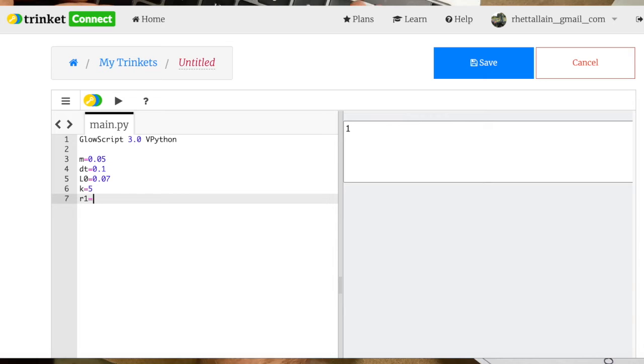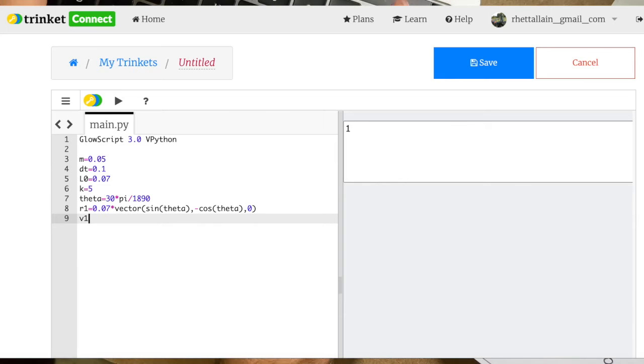R1, I already wrote that down. It's going to be 0.07 times vector. I should put theta first. Let's do this. Theta equals 30. But I need it in radians because Python uses radians. So it's going to be times pi divided by 180. So it's going to be vector sine theta, negative cosine theta, 0. You like that?